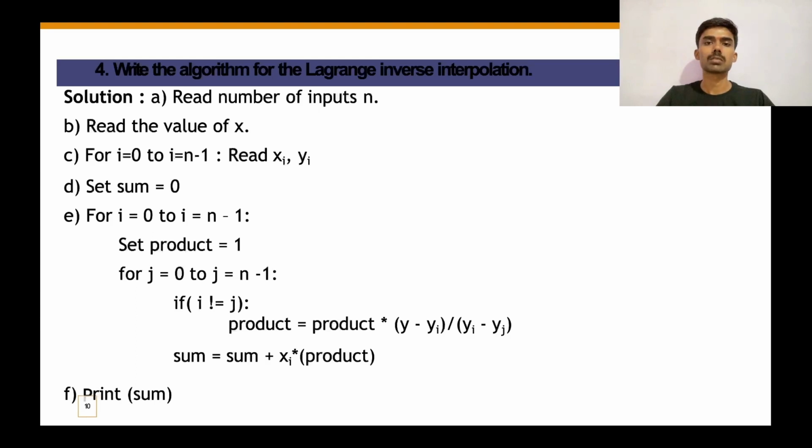Then after this for loop is over, we will have the expression sum equal to sum plus xi into product. Then we can print the result as print sum. This is the algorithm for Lagrange inverse interpolation.